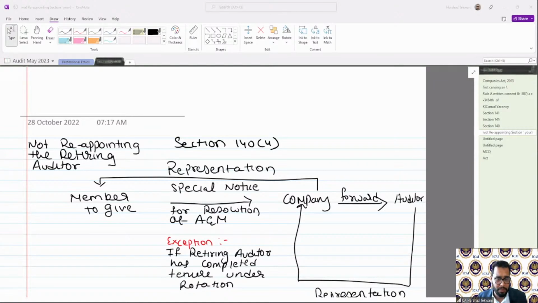And in the next lecture, we will also be covering a very important topic and a very important section, that is 143, which covers the part of the audit report. I will show you the live audit report, how 143 is used in real life with a real audit report, and we will discuss the rules accordingly.